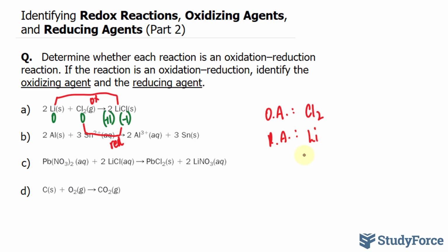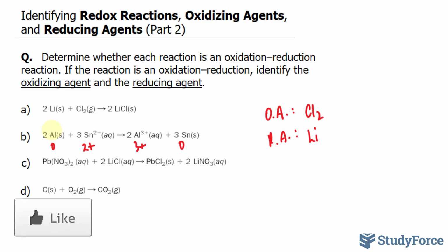Let's move on to question B, and I'll erase what I just did here. In question B, we have 2 aluminum plus 3 ions of the element tin, and this yields 2 aluminum ions and 3 atoms of tin. Let's start with the 2 aluminums. This has an oxidation state of 0. This has an oxidation state of 2+. This has 3+, and this has 0.